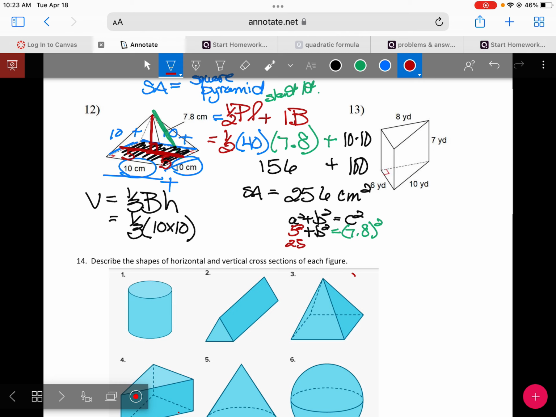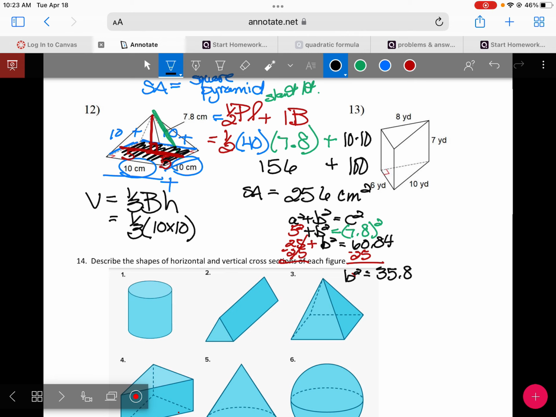So 25 plus B squared equals 7.8 squared, which is 60.84. Minus 25 on both sides, so B squared equals 35.84.